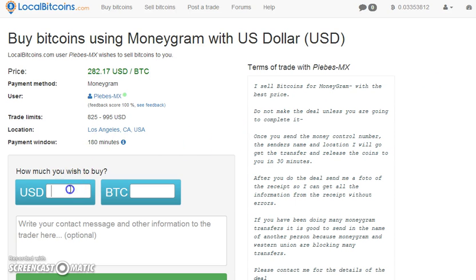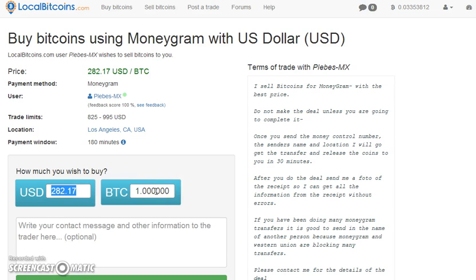So now, let's say I only wanted one Bitcoin, right? And I put it in here. Well, you'll notice that the price is red. And the reason the price is red, you can't open a trade for that little. The minimum you can open up a trade is 825. So in other words, even though its base price, to give you an idea how much per Bitcoin it is, is 282, if I put in 825, the minimum you can buy off this fellow is 2.92 Bitcoin. Okay, so that's what price per BTC means, and that's what the trade limits mean.